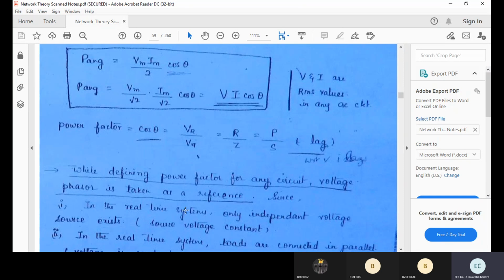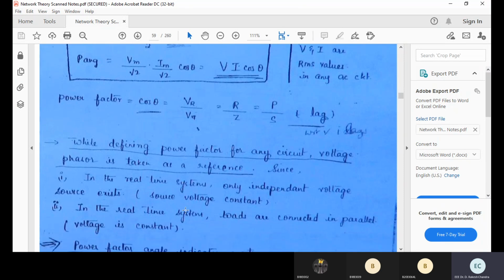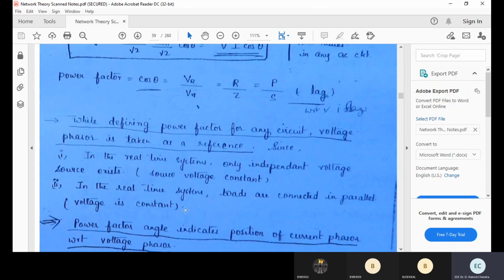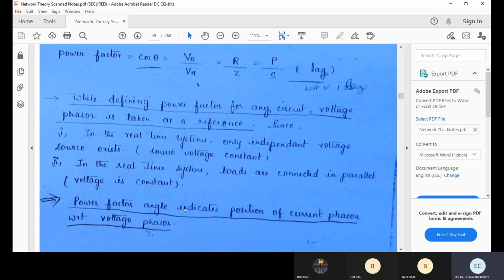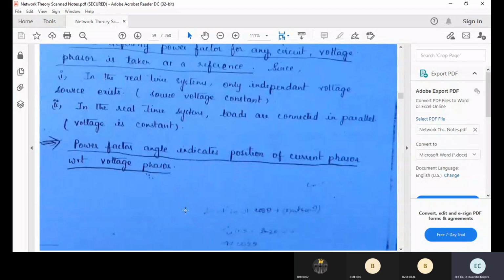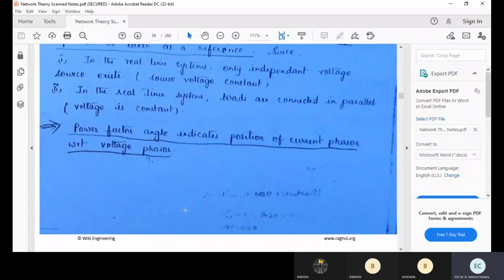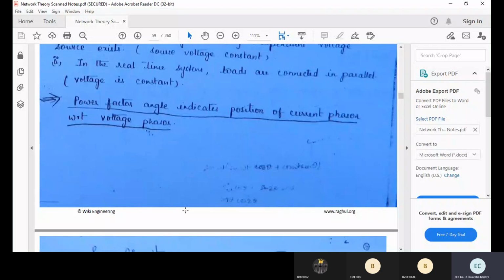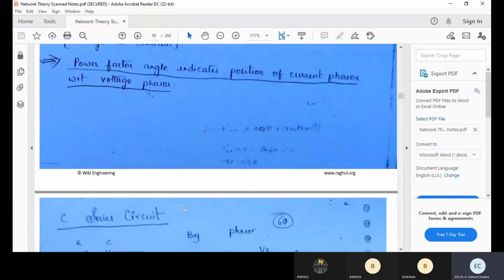Simple thing. In real-time systems, only independent voltage sources exist. In real-time systems, loads are connected in parallel, and voltage is constant. Power factor angle indicates the position of the current phasor with respect to the voltage phasor. That's what I have been telling. If your current phasor leads the voltage phasor, it is leading power factor; if it lags the voltage phasor, then lagging power factor.